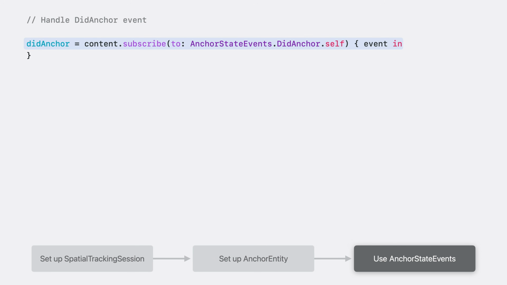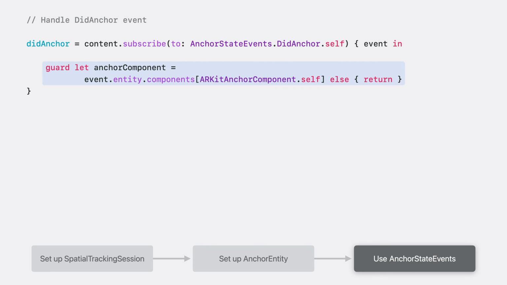In my code, I've added a subscription to the didAnchor event to know when the anchor entity has successfully been anchored to the environment. The event structure provides me with my anchor entity, which has been updated to contain the new ARKit anchor component. This component holds the ARKit data, such as extents and transforms, that I can use to position my game entities onto the anchored surface.